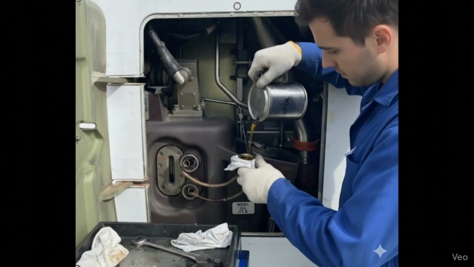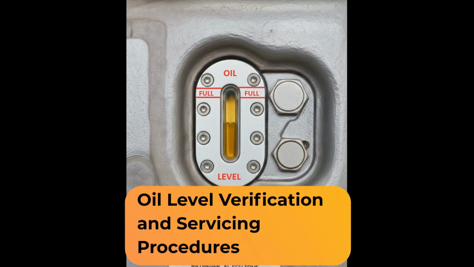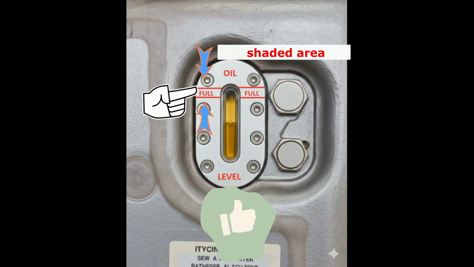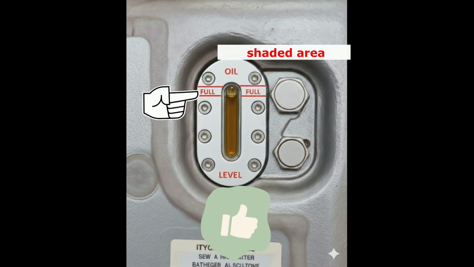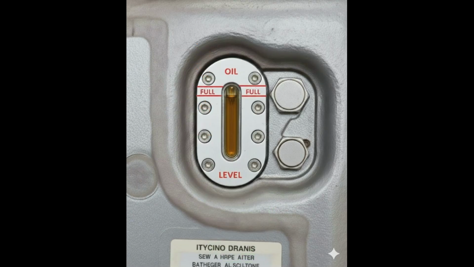For reasons such as these, oil addition or change is performed by a technician. Oil level verification and servicing procedures. Filling and level indication. During the replenishment process, oil is added until the level reaches the shaded area of the sight gauge. The oil tank is considered full when the oil level is within these shaded boundaries.